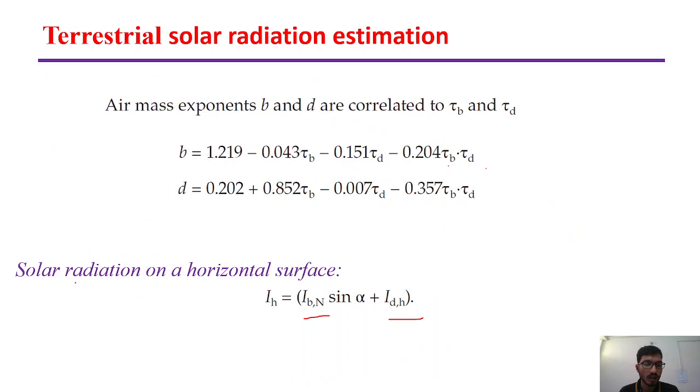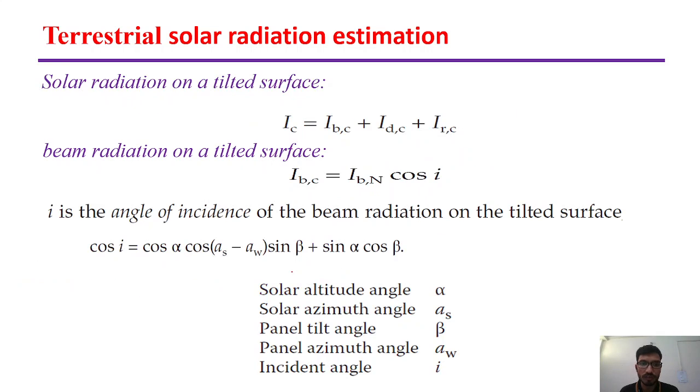Then after the horizontal surface, another case is the tilted surface. Like this is the surface and here we have an object like a solar panel, or any other kind of tilted surface. So how will we calculate the solar radiation on the tilted surface? It will be the summation of the beam radiation, diffuse radiation and the radiation reflected from the ground. For this we have to calculate three functions: IBC, IDC, and IRC.